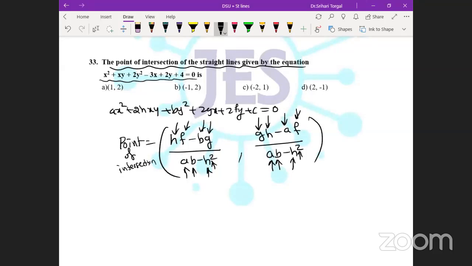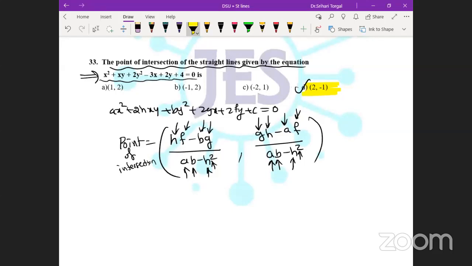So if you know this formula, you can apply all these values and get the answer. And one more thing is that in CET, the point which satisfies this equation is the answer. So the point that satisfies this equation is option B. You can check it by putting x and y, 2 and -1. You can get the answer, right?